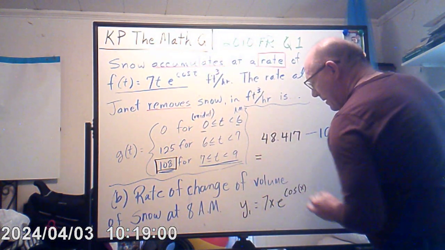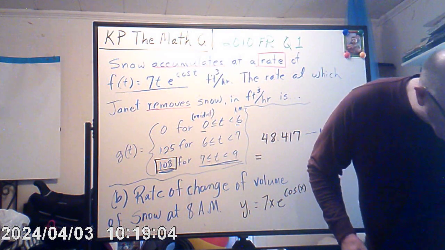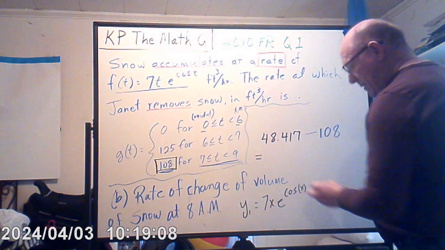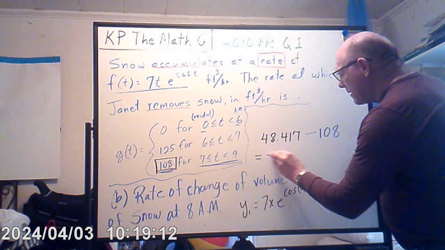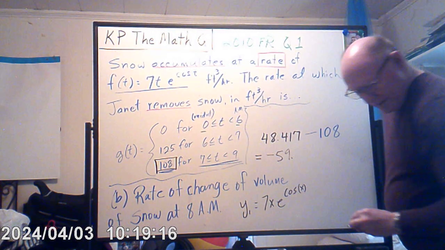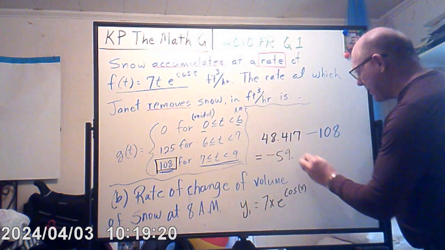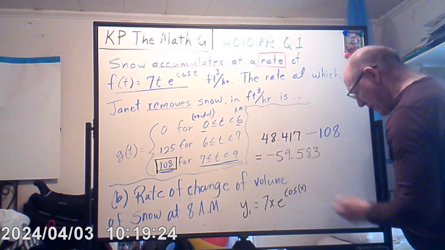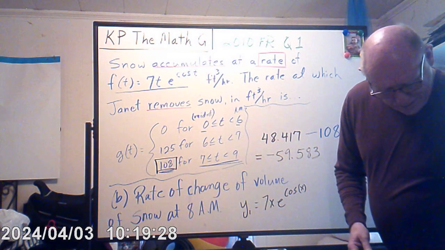Okay. Equal to negative 59.583. Negative 59 point... I always have to keep looking. 583. Now, what is this? In cubic units, what is this?